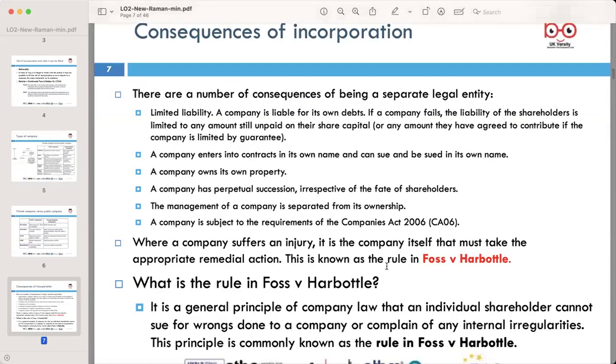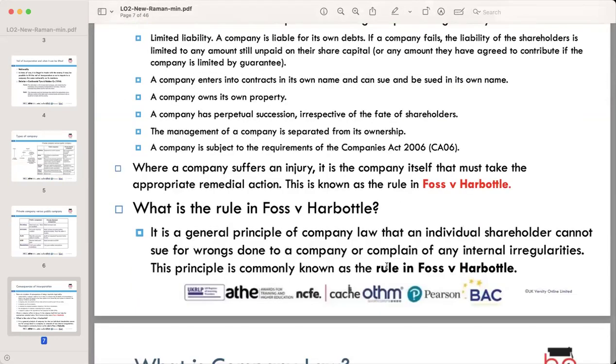So what is the rule in Foss versus Harbottle? Starting that when a company suffers an injury, it is the company itself that must take remedial action. The rule more broadly asserts that individual shareholders cannot sue for wrongdoing to the company or complain about internal irregularities.